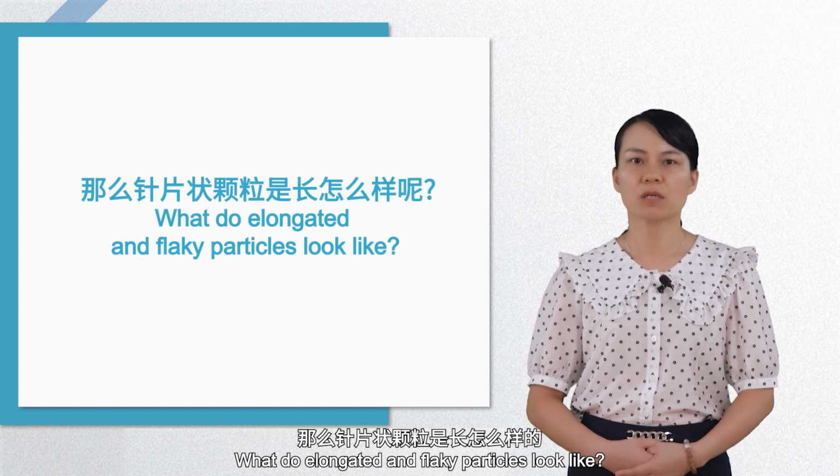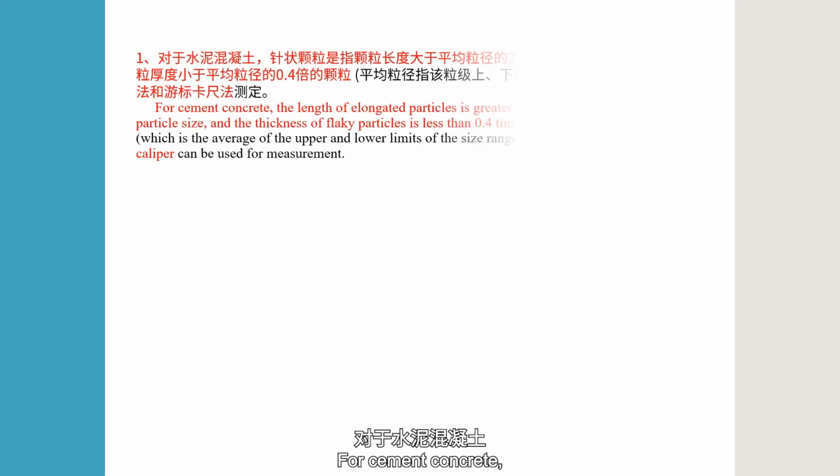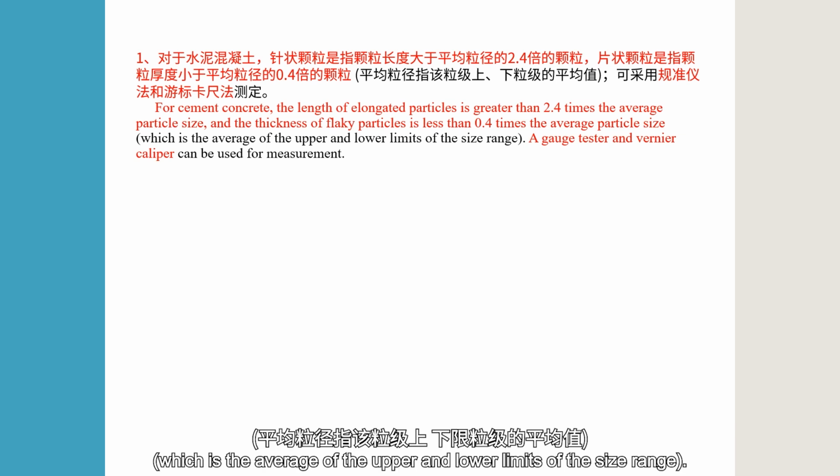What do elongated and flaky particles look like? How is their content determined? For cement concrete, the length of elongated particles is greater than 2.4 times the average particle size, and the thickness of flaky particles is less than 0.4 times the average particle size, which is the average of the upper and lower limits of the size range.